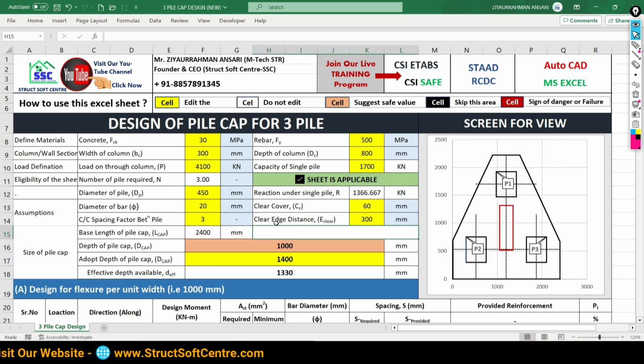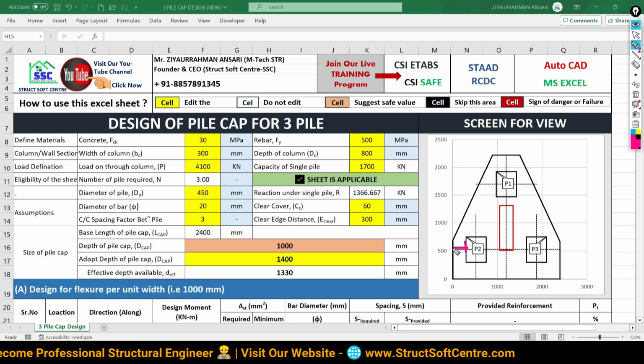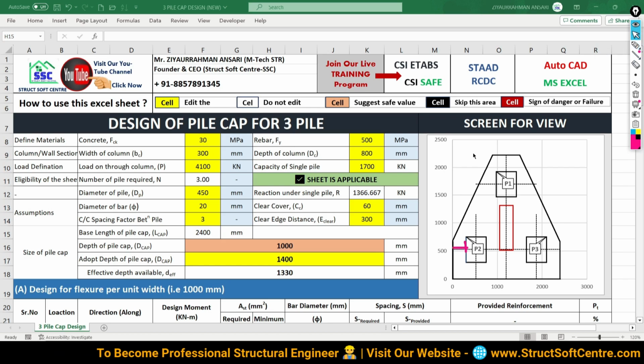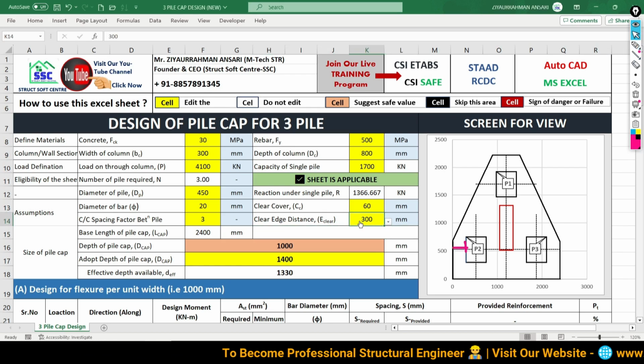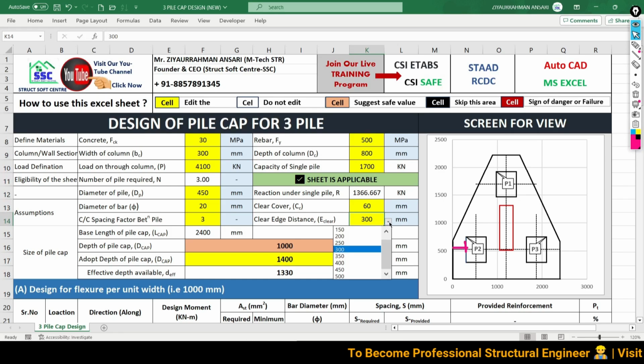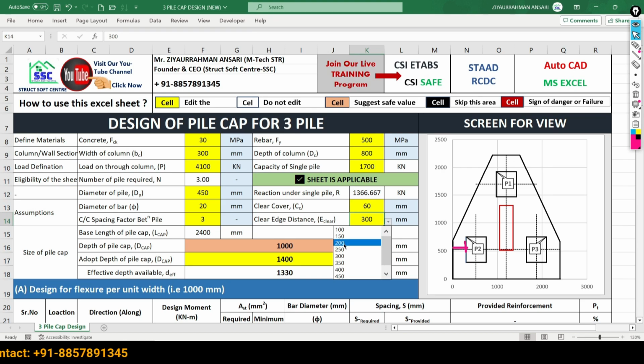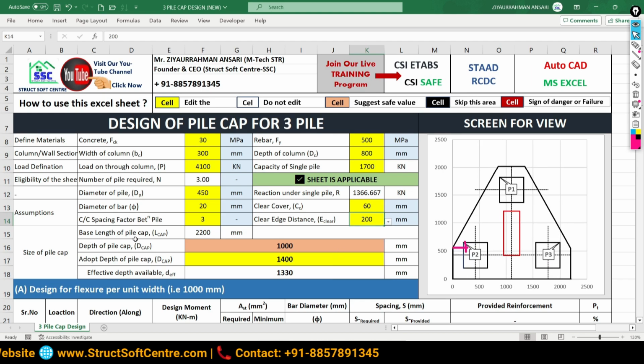After that, what is the clear edge distance? From the face of the pile up to the edge of the pile cap, it is called clear distance. So I am going to consider it as 200. The code has recommended to consider a minimum of 150. You are not allowed to take it less than 150. At least it should be 150. So for that reason, I am going to consider it as 200. Now, base length of the pile cap was calculated as 2200.